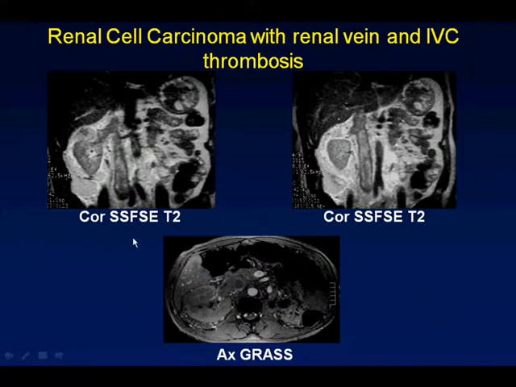Usually on a T2 weighted image, the vessels should be dark. Here you can see the IVC is not dark, it's distended with this soft tissue intensity, and there's a tumor in here in the right upper pole, thrombus in the renal vein extending into the IVC, and you can follow the superior extent. This is a GRASS sequence done without contrast. You can see the patent vessels are bright, and you can see that the IVC is not bright, so that's thrombus. Okay, so you can use non-contrast techniques to even look for tumor thrombus.